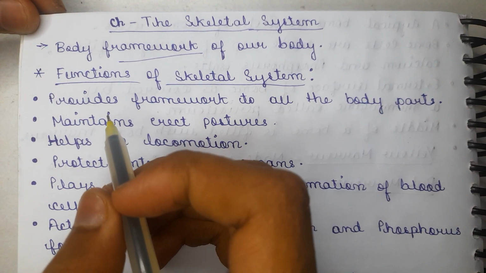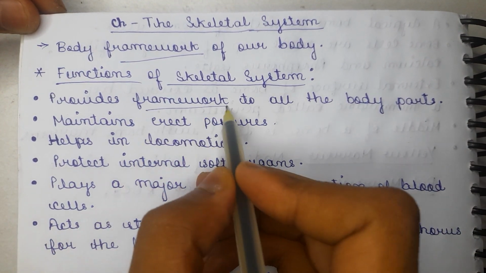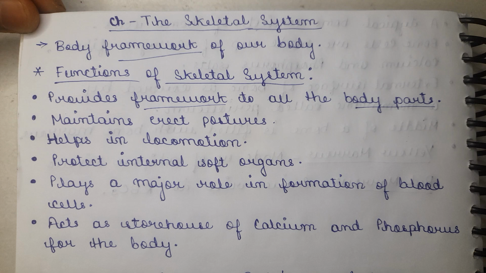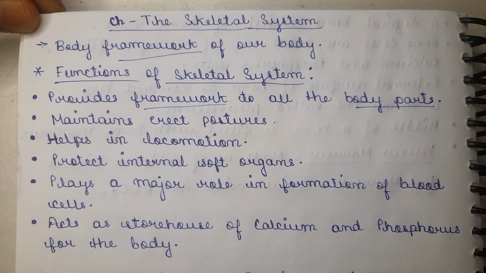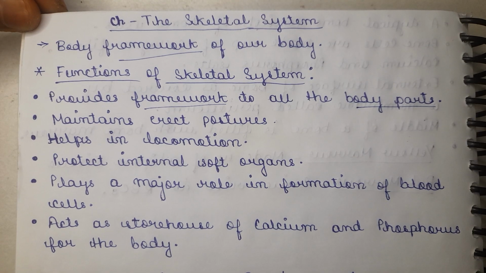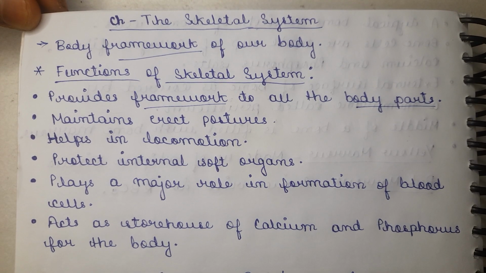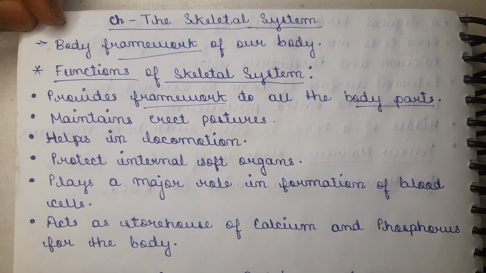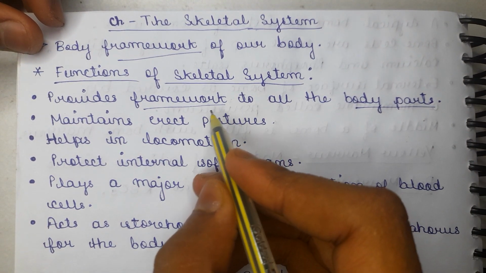The first function of the skeletal system is that it provides the framework to all the body parts. That means it also gives support to different types of organs that lie inside our body. The skeletal system is basically a frame. Before building any house or any building, there is always a frame of rods that gives strength to the building. That's how the skeletal system also works in our body. So the first one is that it provides the framework.